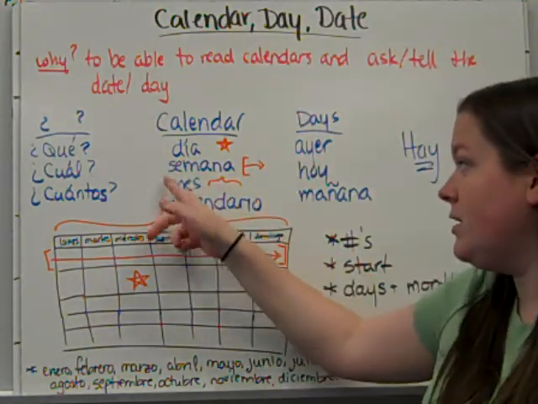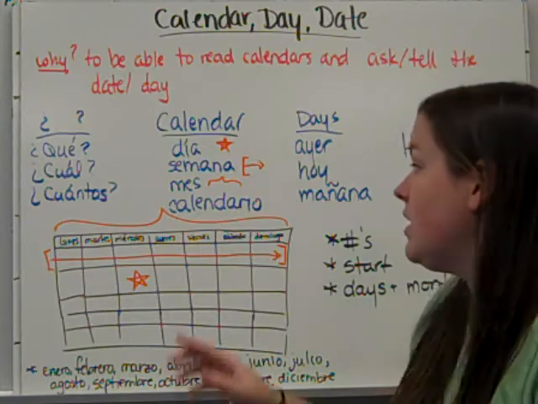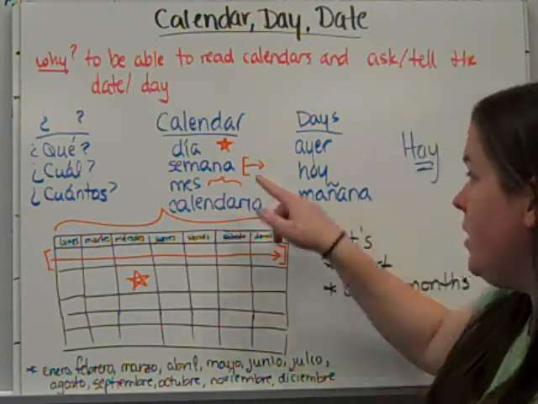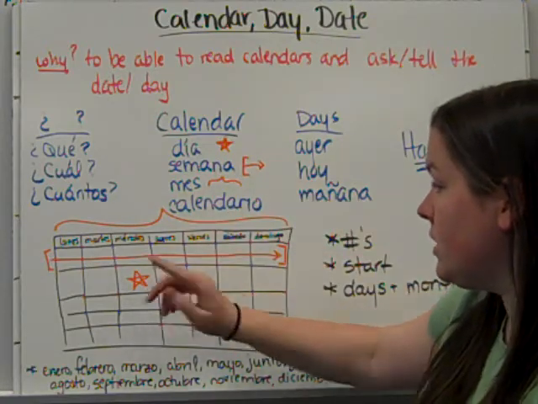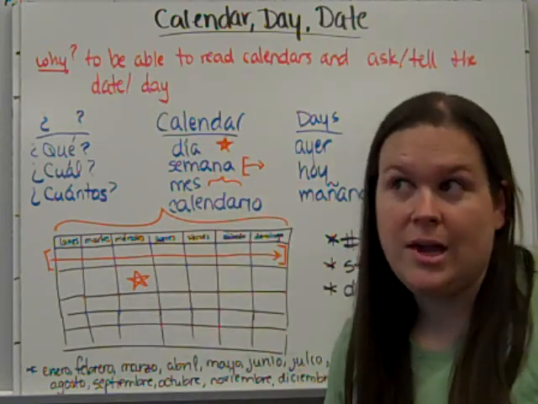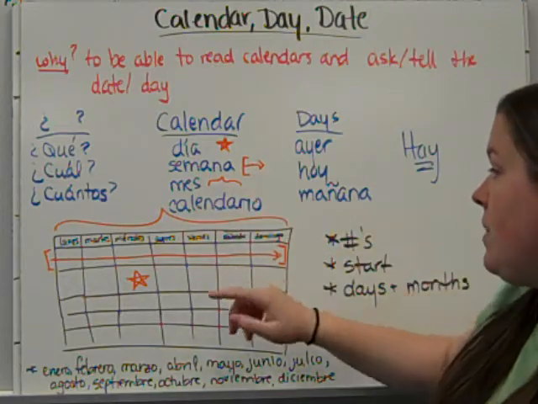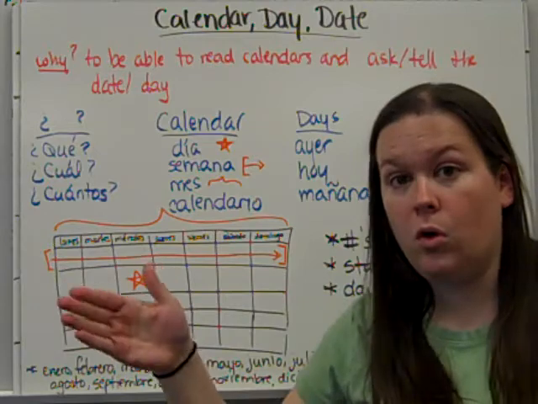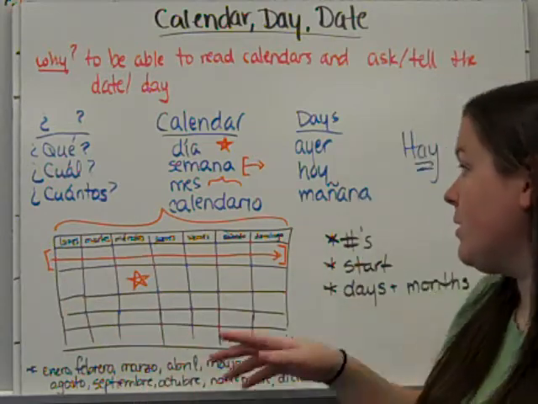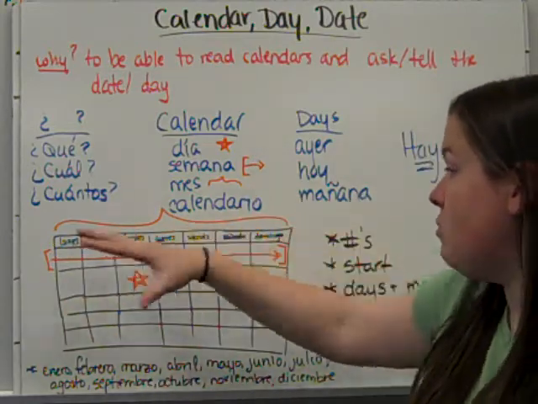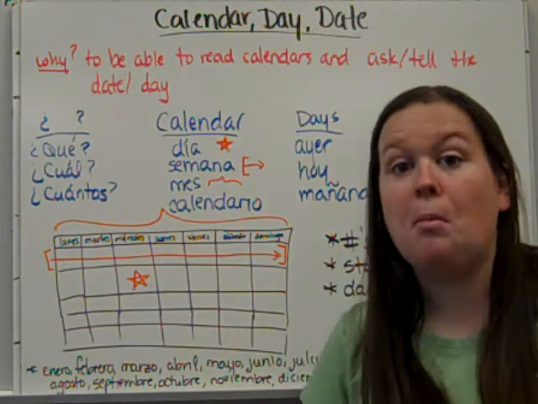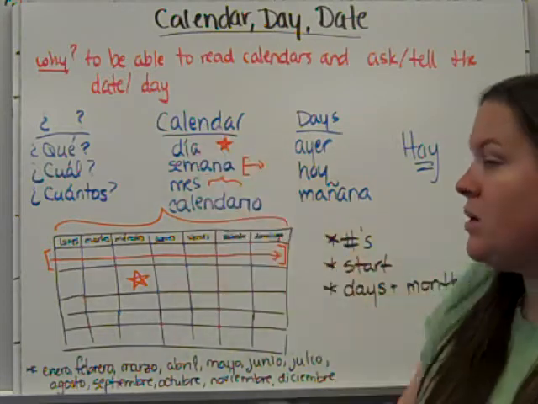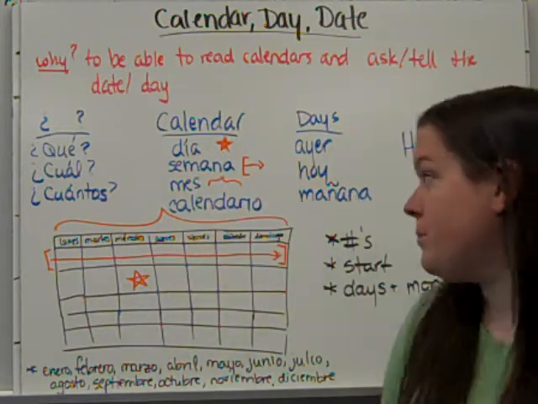Calendar-wise, you have día, semana, mes, and calendario. Pretty easy to tell what most of these are. Día has a star. It's just one day. Día de. Semana, you can see, is this part right here, and that's not a day, that's a whole week. Mes is bracketing the entire month. And calendario, you can see, is pretty close to the English word calendar.